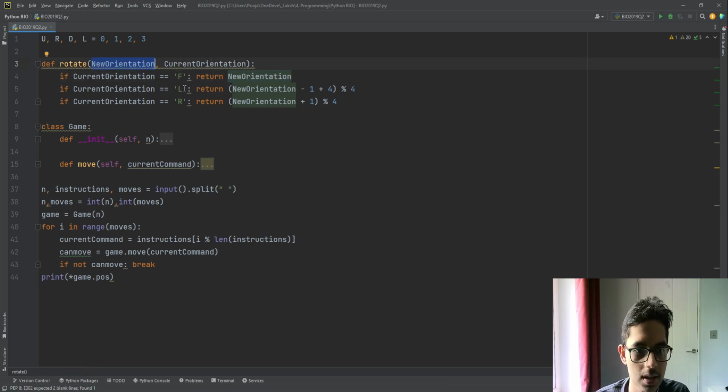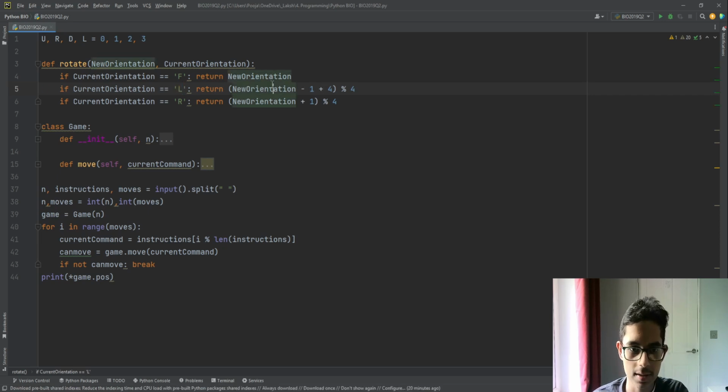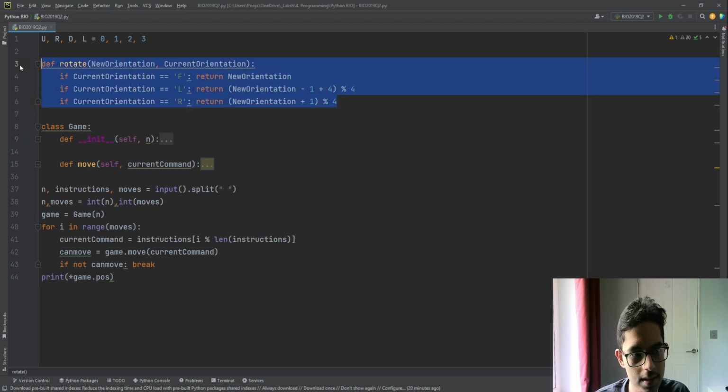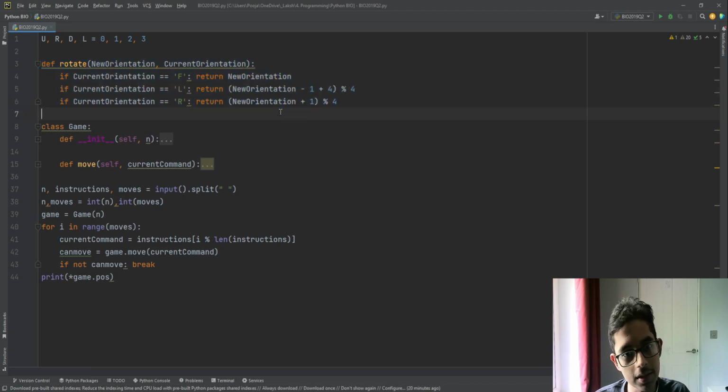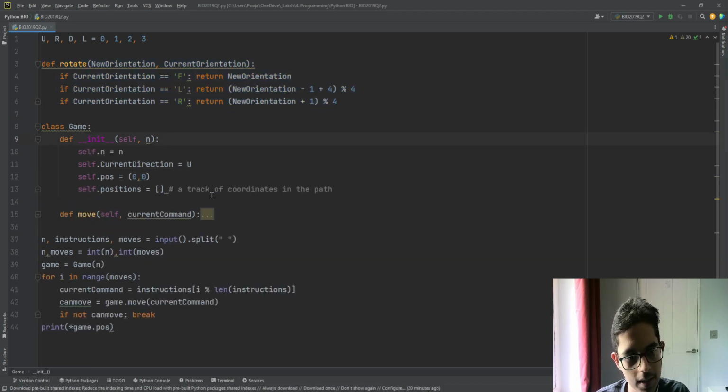Now, if the current orientation is left, then we basically just go left 1. So that means we subtract 1 from the new orientation. I didn't have to do the +4 here, but it adds clarity. What we do is we just subtract 1. However, since we have to do this mod 4, this basically means that from up, if we subtract 1, then we go back to 3. So then we do 0 minus 1 plus 4 mod 4. Okay? And these three basically just deal with outputting the new orientation given a certain orientation.